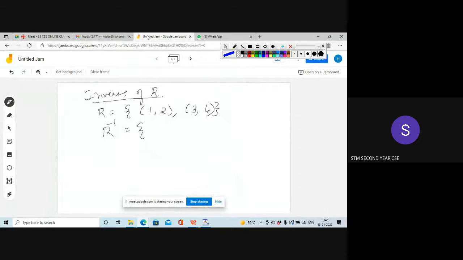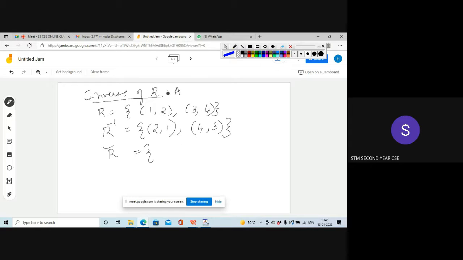What is R inverse? R inverse is simply reversing these ordered pairs. So this is the inverse of the first ordered pair and this is the inverse of the second ordered pair. This is R inverse. So we had studied what is R inverse.